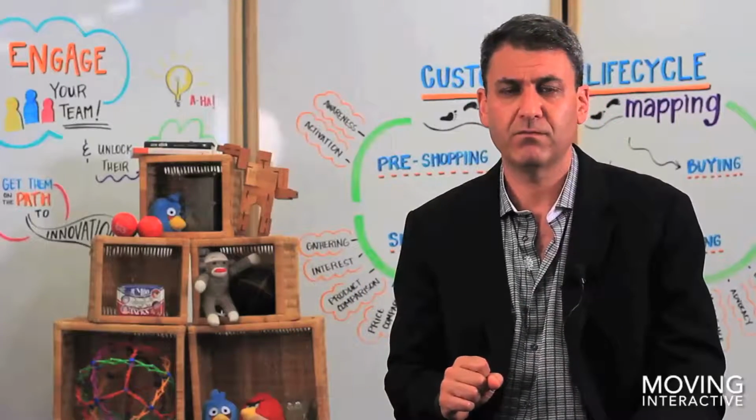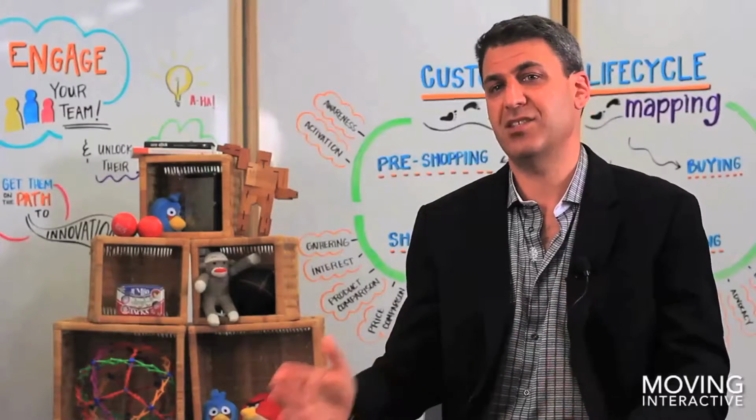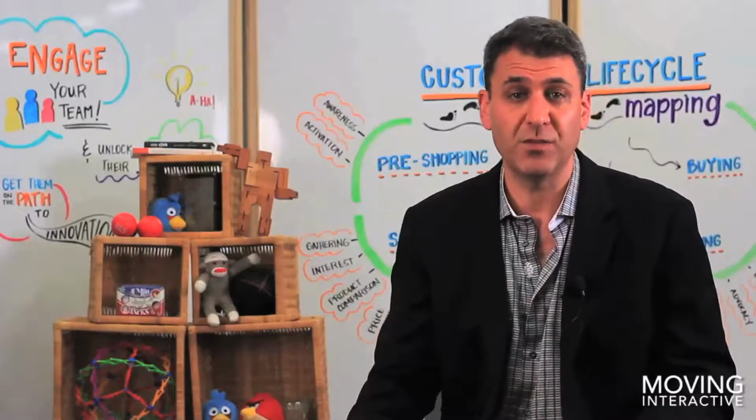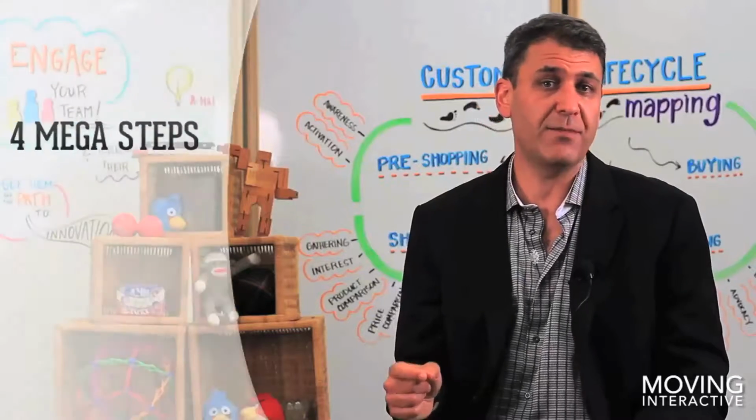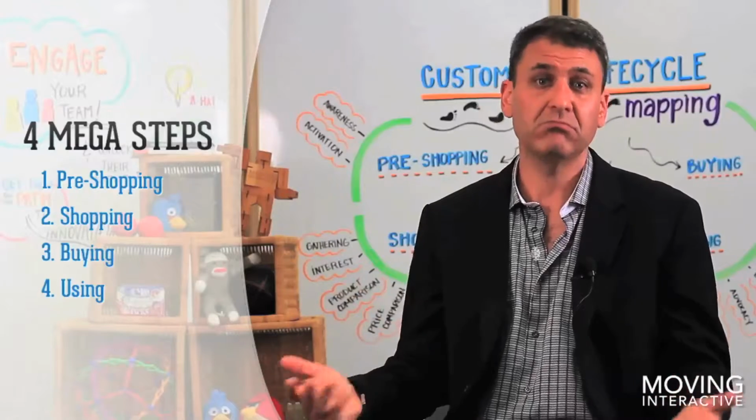Okay, so in our base framework, we have 4 mega steps, each of which is broken into a number of smaller steps. The 4 mega steps are labeled pre-shopping, shopping, buying, and using.